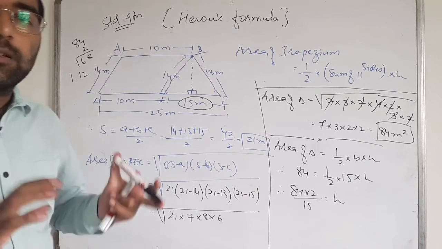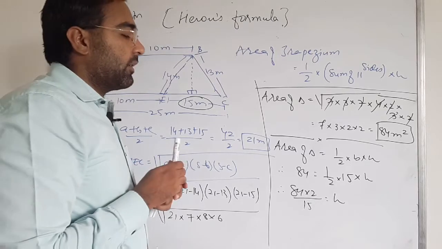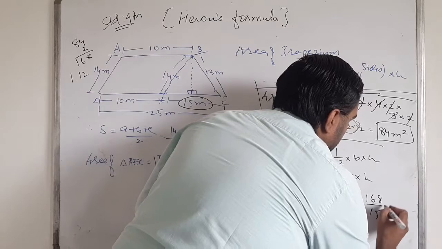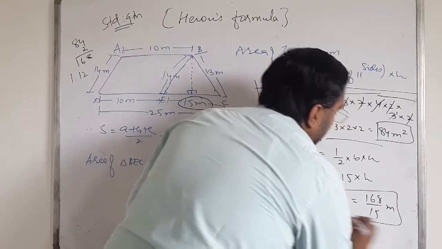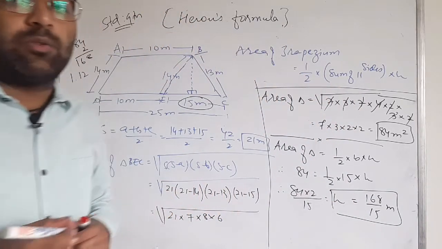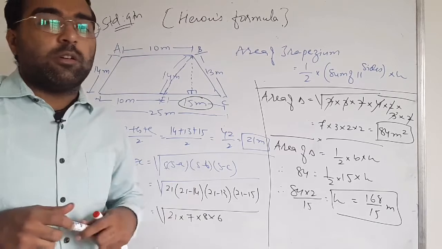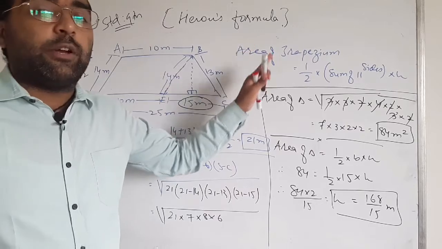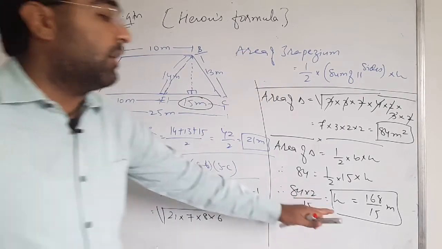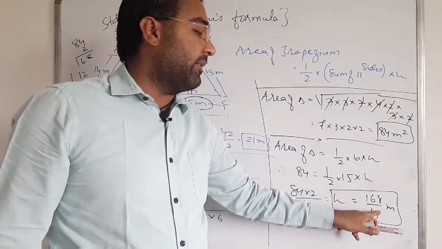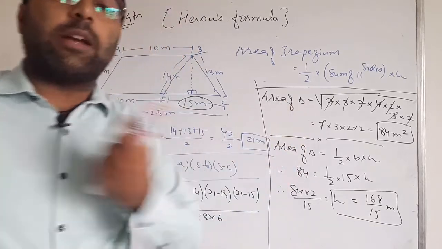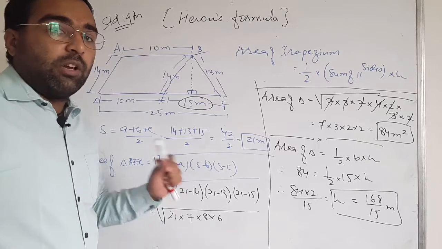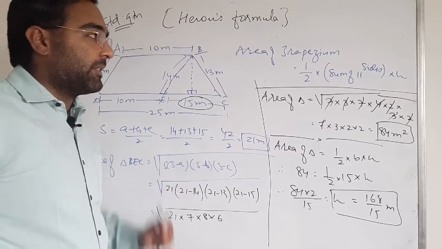Take it as it is, 168 by 15, not getting an exact answer. Take height as 168 by 15 meter as it is. We don't have to calculate that, and we don't have to put in the value of 168 by 15. Take it as it is, because now we have to find the area of the trapezium, and we will take the height here as 168 by 15. So any cancellation is considerable at that moment.